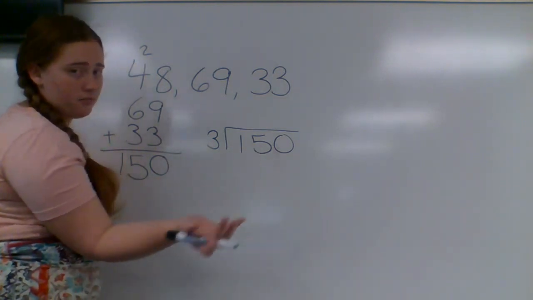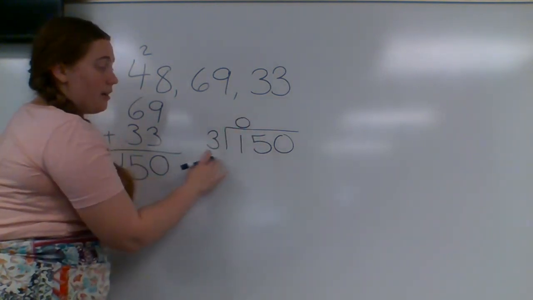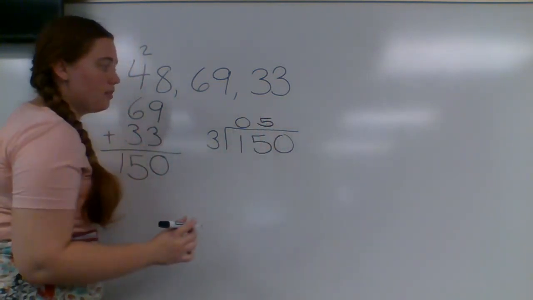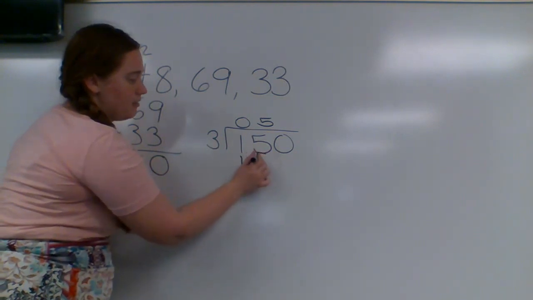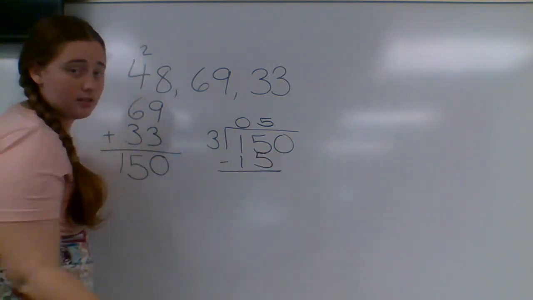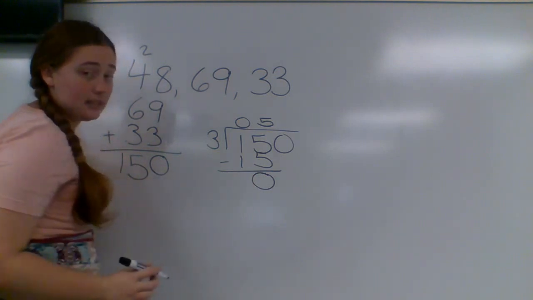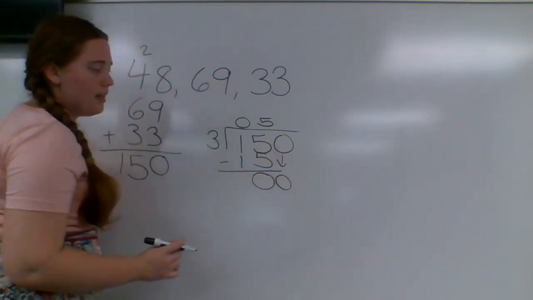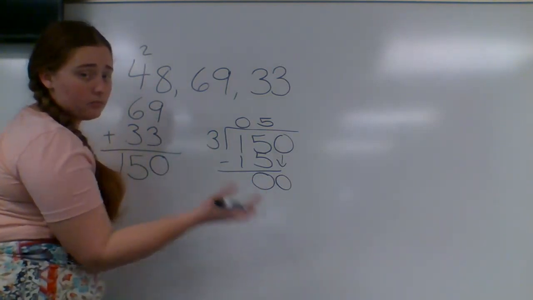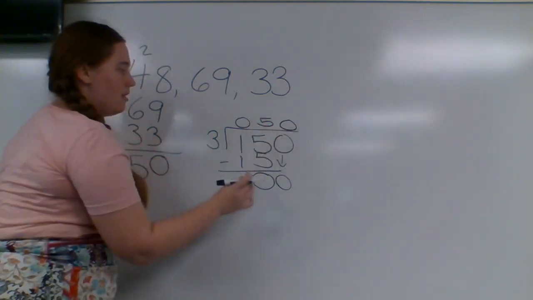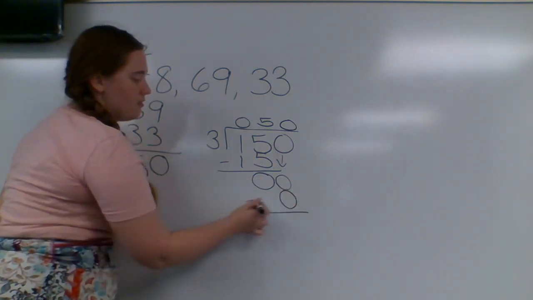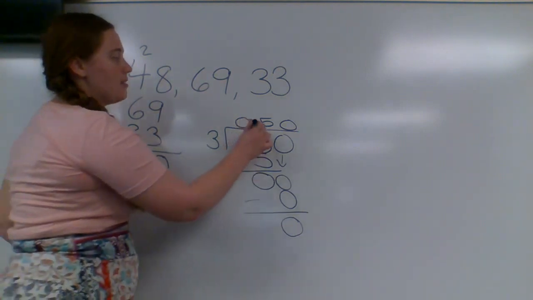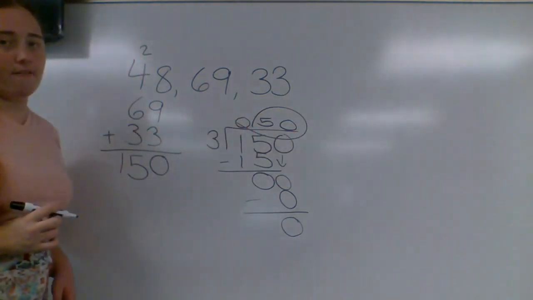3 will go into 1 0 times. 3 will go into 15 5 times. 5 times 3 is 15. And subtract, that will get me to 0. Carry down the 0. And 3 will go into 0 0 times. 0 times 3 is 0, subtract, and that will get 0 down here. And my answer is 50.